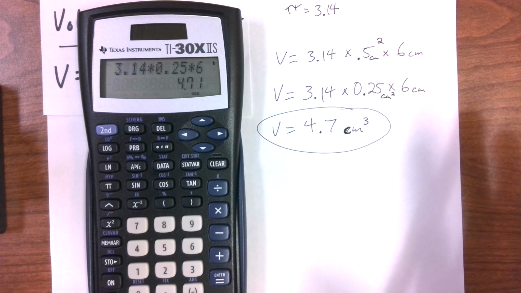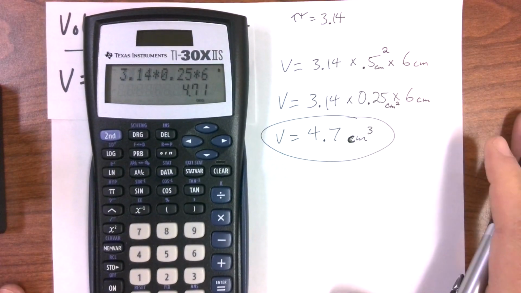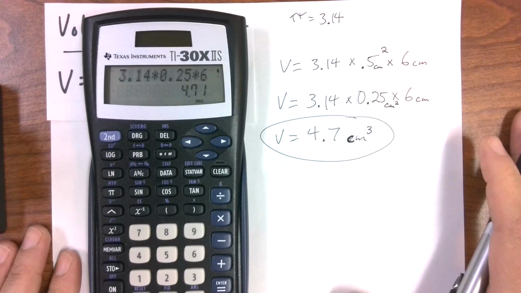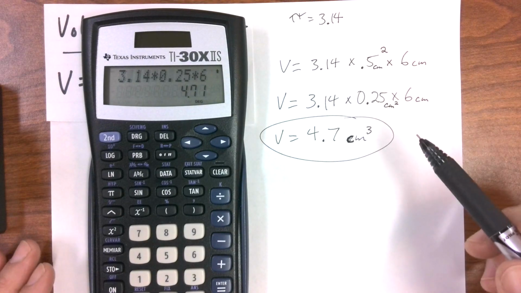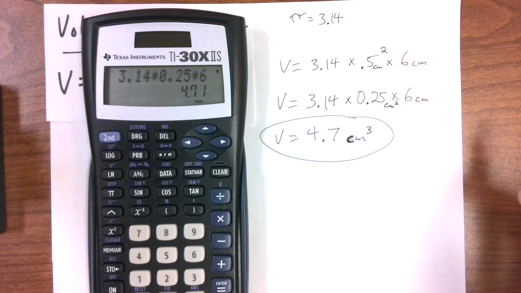So like I said, I know this is the most complicated of the formulas that I have you use, just because there's squaring and then you have to measure 2 things and remember pi, but it's really not that bad. Ask me if you have questions. I think you'll get it. There you go. Good luck.